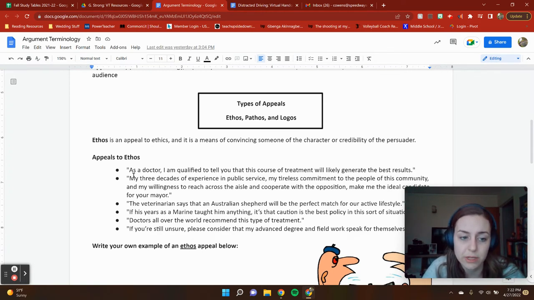So the first appeal here that we've got is an ethos appeal. And that word is very similar. It has the same root as the word ethic or ethics, right? If you say someone has really good ethics, you're saying they're a moral person, they're trustworthy, they're believable. So an ethos appeal is you trying to convince someone to do something based on your believability and credibility, and the fact that you have experience and are maybe like a good person.